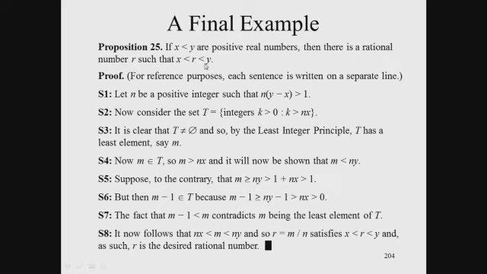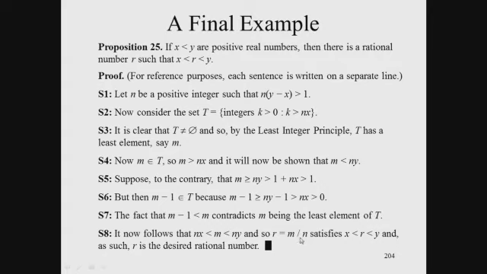Can somebody tell me where in this proof the author constructs the value of r? In sentence 8? In S8, exactly. Right there it says, so r is equal to, remember what r is supposed to be, a fraction? m over n. What are m and n? What kind of mathematical objects? Integers. Good. Integers. Okay, so now the question is, where do m and n come from?